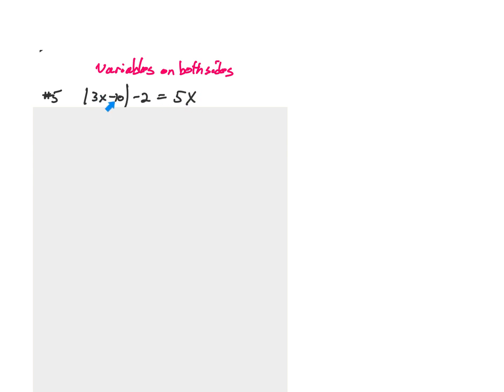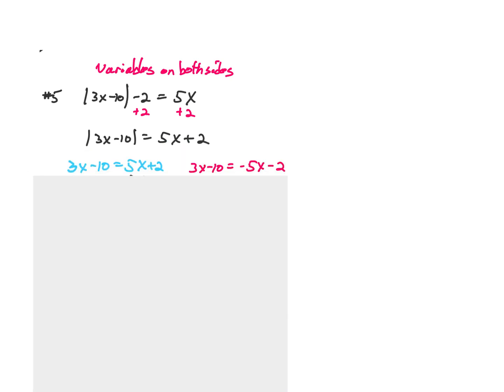Now, again, the first step we're trying to do is to get this absolute value by itself. So we're going to do the inverse operation of minus 2, which is to add 2 to both sides of the equation. Now, when we add 2 to the right side, 5x plus 2, do not get confused. That's not 7x. We just write that out as an expression. These are separate terms, so 5x plus 2. Now, what we know is this absolute value has to equal 5x plus 2. But just like any absolute value, we know that it can also equal the negative of these two, 5x plus 2. So let me show you what that looks like.